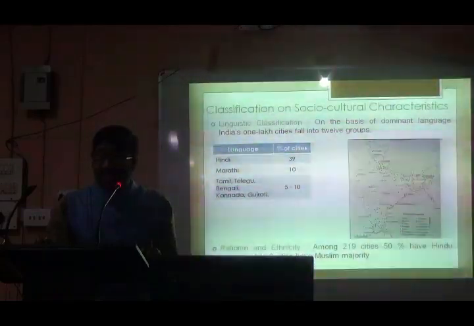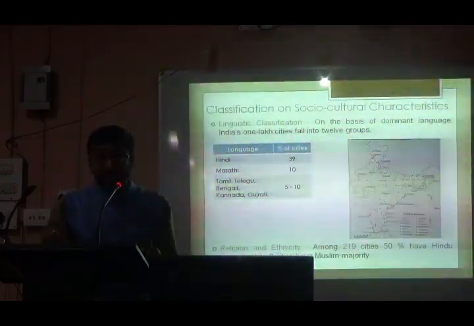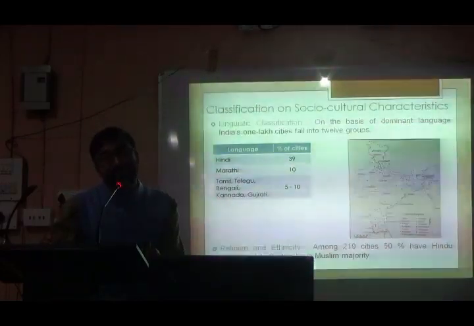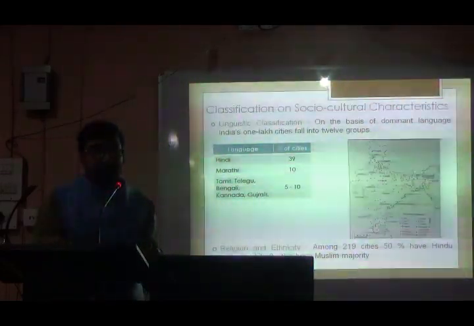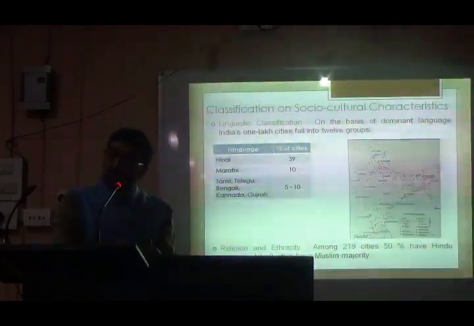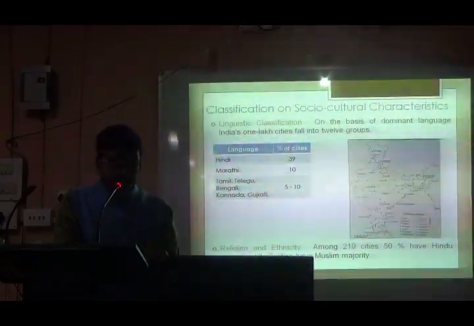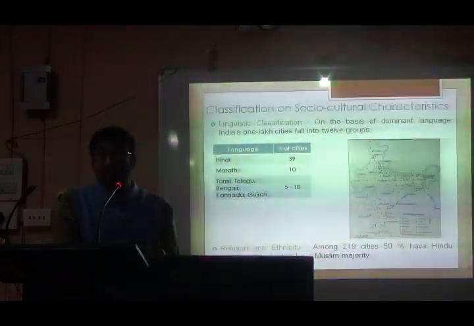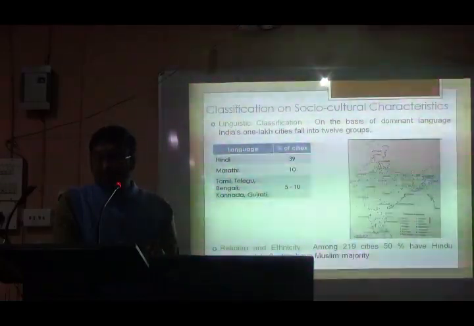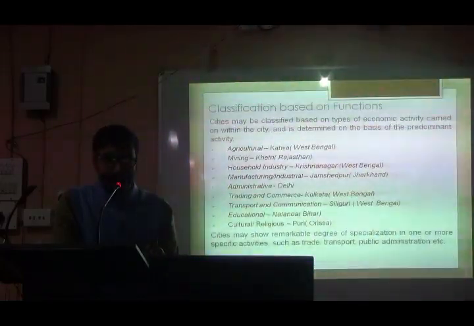Even religious characteristics are another ethnic feature. Based on these features, we can also trace urban centers like Muslim dominated and Hindu dominated townships.